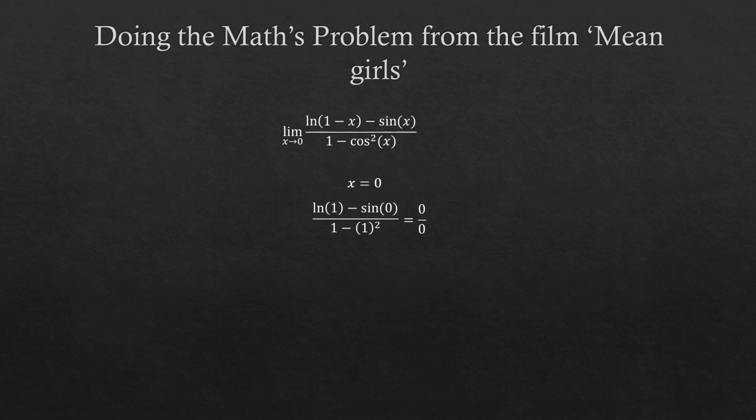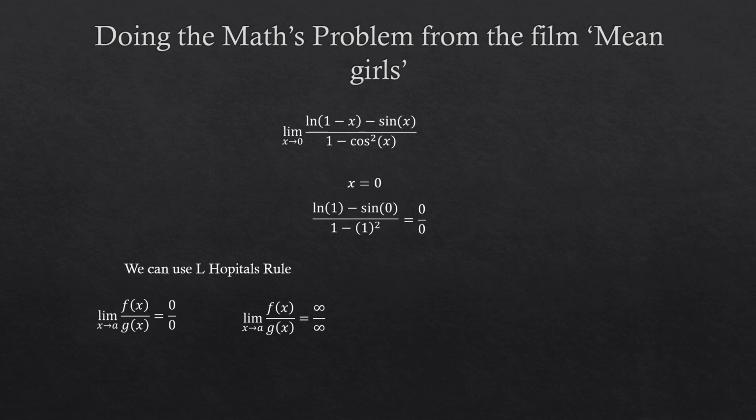When we have this scenario, we can use L'Hopital's rule. If you have 0 divided by 0 or infinity over infinity, we can use L'Hopital's rule. What L'Hopital's rule basically says is that as x approaches this specific number, you can differentiate the top and bottom and it'll be the exact same value. So if you have f of x over g of x, if you differentiate the top and bottom and apply that same limit, they're equivalent.